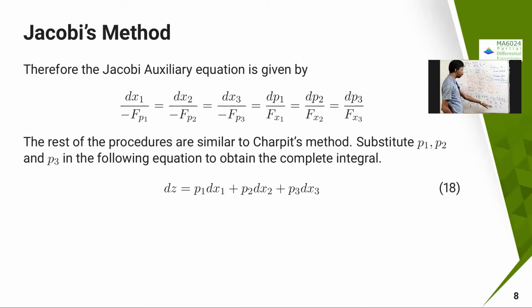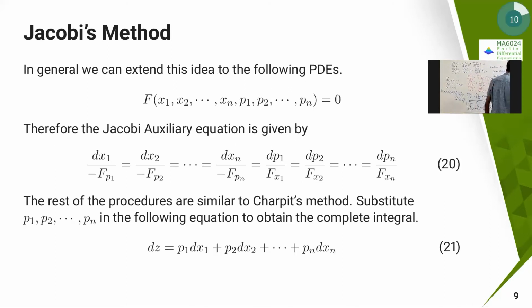So you have to solve this equation: dx1 by f_p1, dx2 by f_p2, etc. You have to solve it for p1, p2, p3, and then finally substitute into this equation: du equal to p1 dx1 plus p2 dx2 plus p3 dx3. Then you are going to get the answer for this one. So to apply the Jacobi method, this is the only thing. That is what we derived. Then you are going to get the complete result.